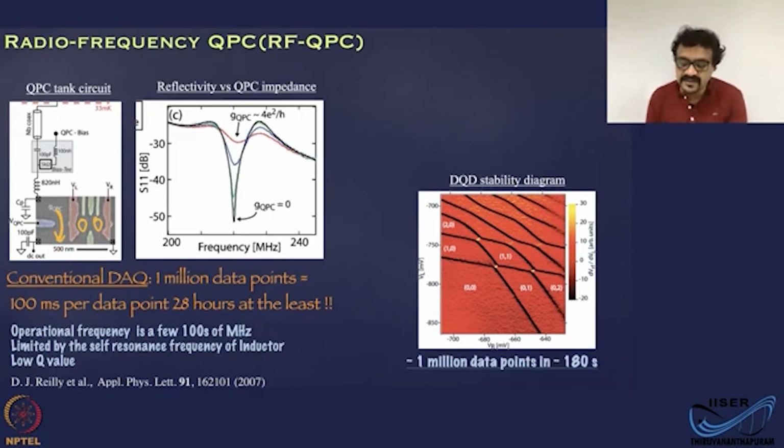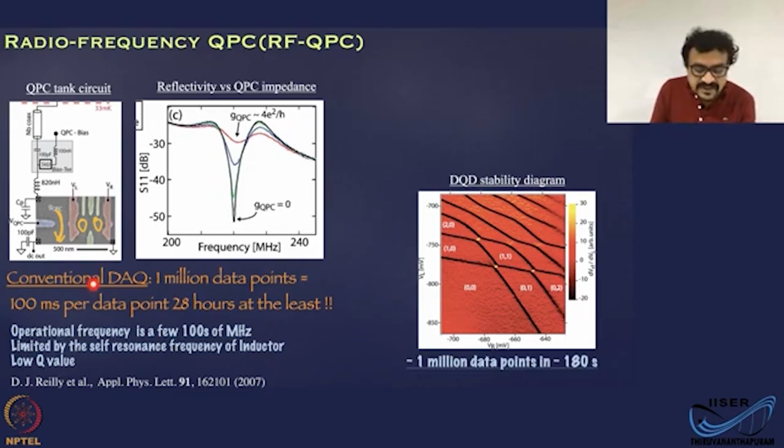But in this experiment, what is done is you have looked at the RF voltage as a function of the gate voltage, dVRF by dVL. And then you actually have varied VR and VL and recorded this. And you can see that the whole stability diagram was recorded with 1 million data points in a matter of like 3 minutes.